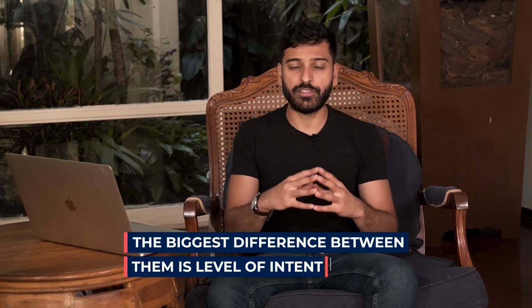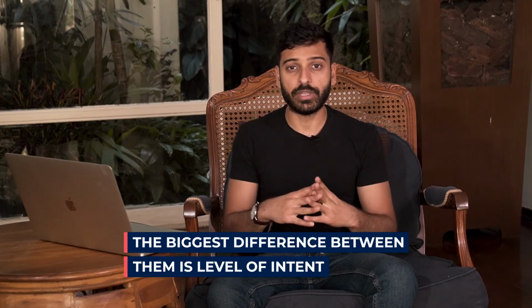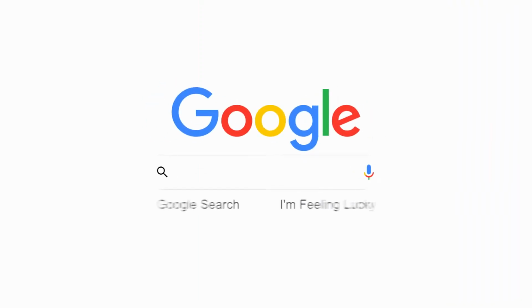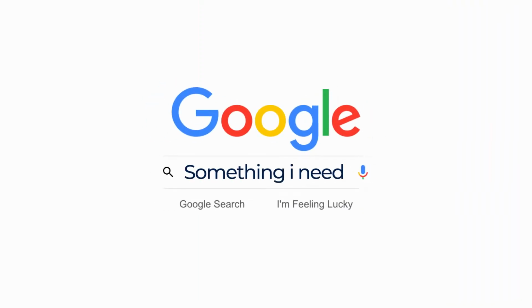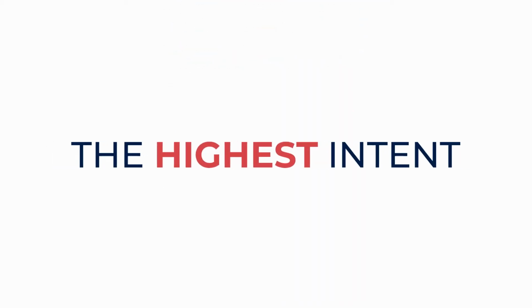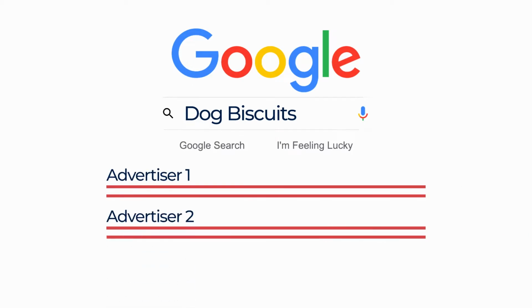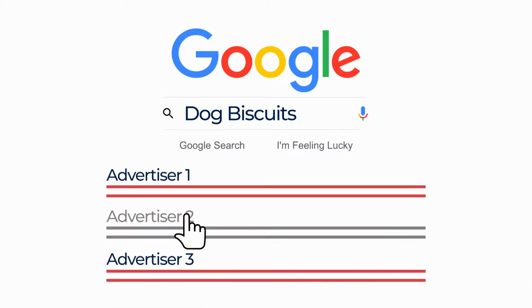So the biggest difference between the three, in my opinion, is level of intent. With Google search ads, they show up when somebody searches on Google for something. These often have the highest intent because a lot of the time people are searching for a product or a specific solution. For example, they might be searching for dog biscuits, right? And if your ad shows up there, they're very likely to want to purchase dog biscuits. So Google search has the highest search intent.